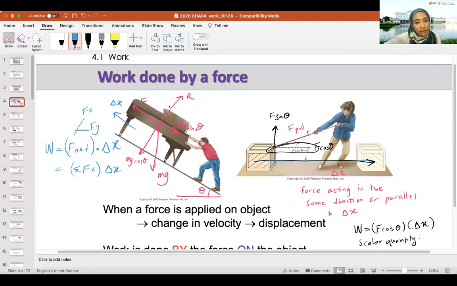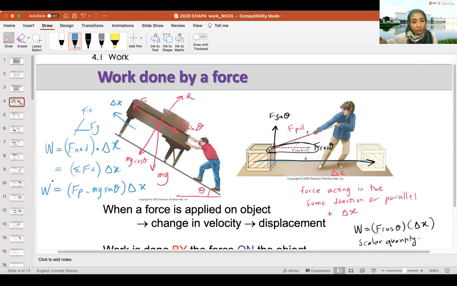So what is the net in the X direction? I have pushing force minus mg sin theta multiplied by displacement. So this is my work done.